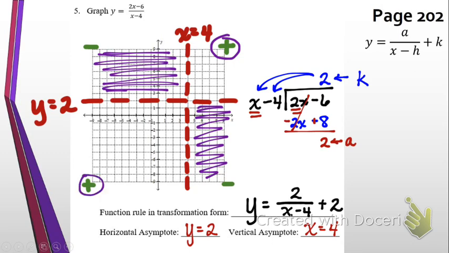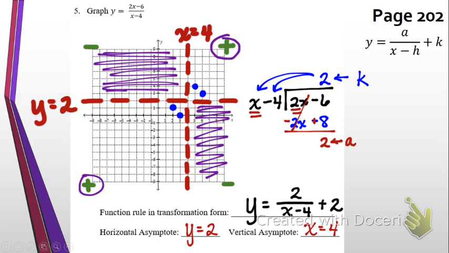So from where they cross, 1, 2, in 1. Back to where they cross, down 2, in 1. Left 2, in 1. Back to where they cross, right 2, in 1.